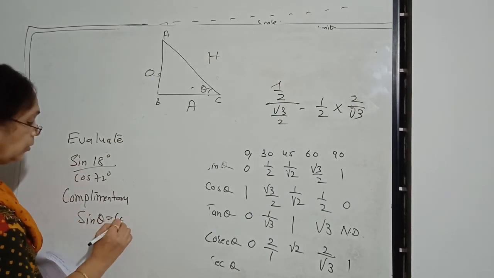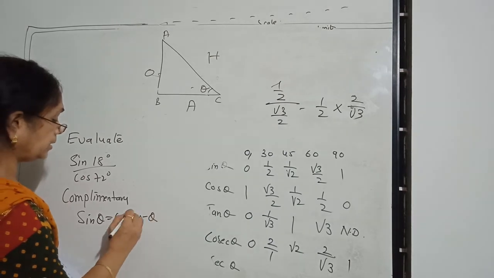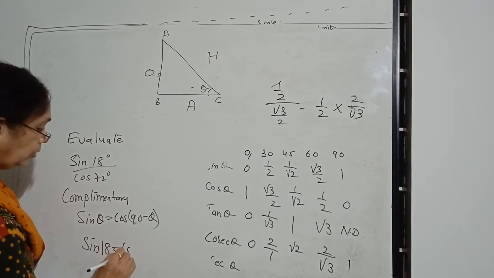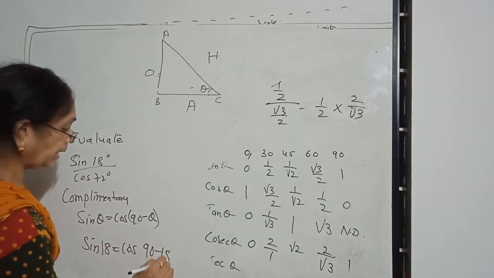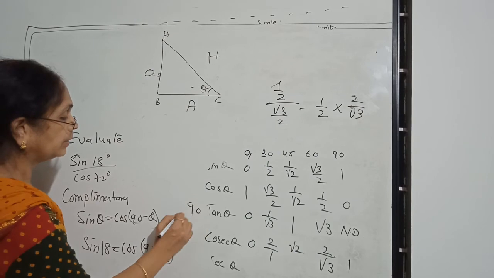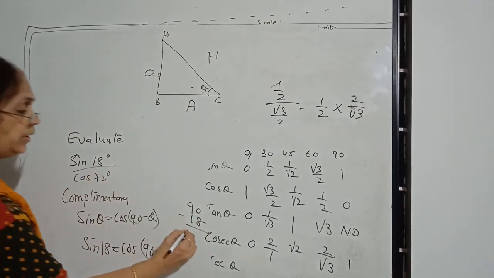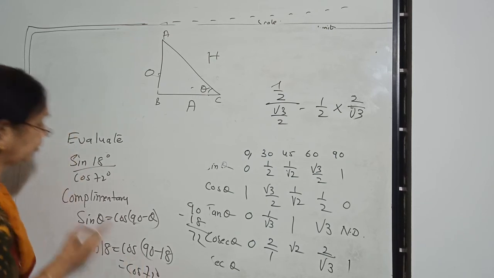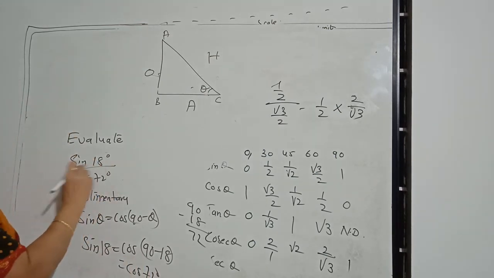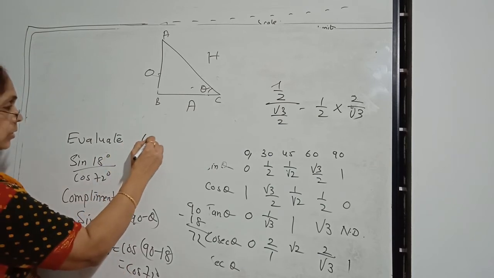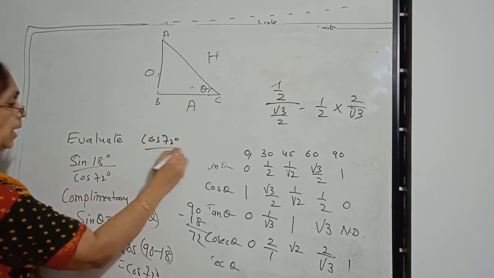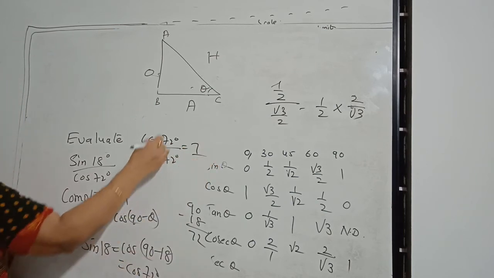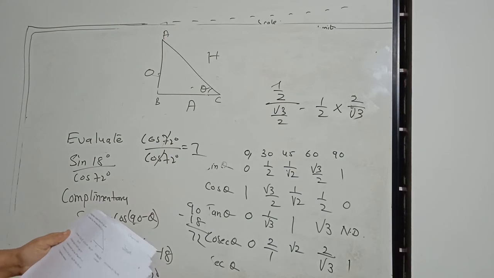Sin theta is equal to cos 90 minus theta. So this is given as sin 18 is equal to cos 90 minus 18. 90 minus 18 comes up to 72. So sin 18 is equal to cos 72. So in this equation where sin 18 is given, you can write it as cos 72. So cos 72 by cos 72, the answer comes up to 1. It gets cancelled. So like this you are doing it.